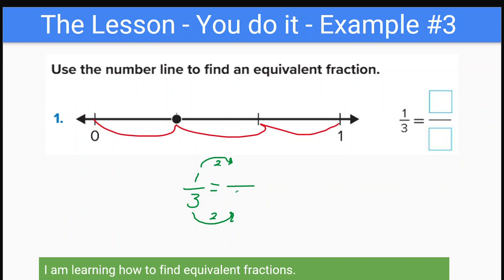3 times 2 is 6. 1 times 2 is 2. So we get 2/6. Now, it's the same thing as if we divided this number line in half. Every part divided in half. And instead of having one jump here, we got it in sixths right now. 1/6, 2/6. This would have been 3/6, 4/6, 5/6, and 6/6. So 1/3 equals 2/6. You could have come up with other answers.